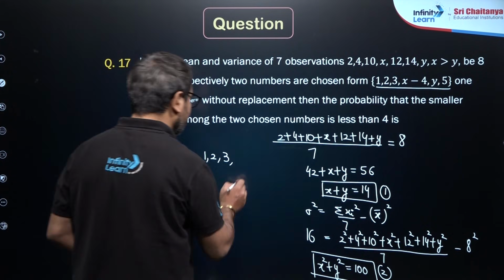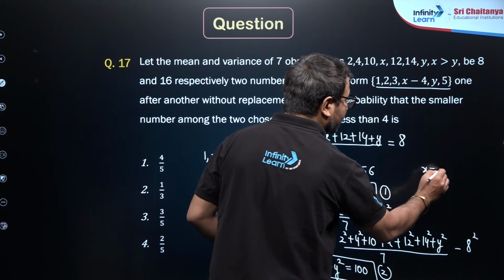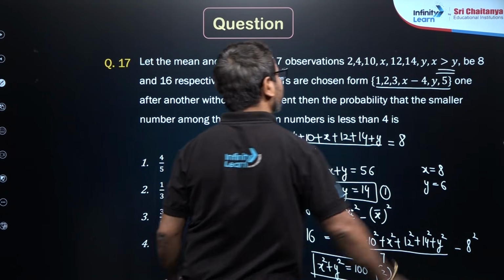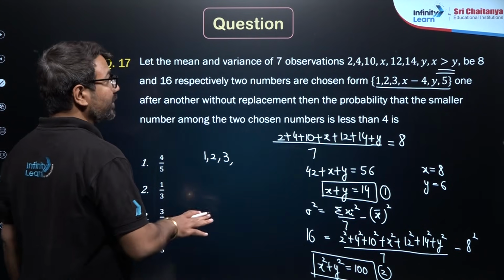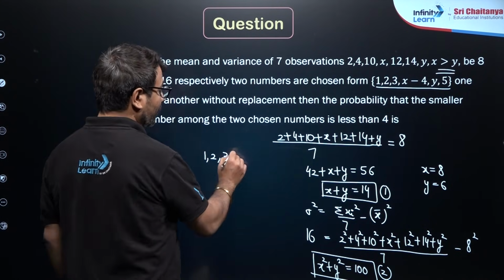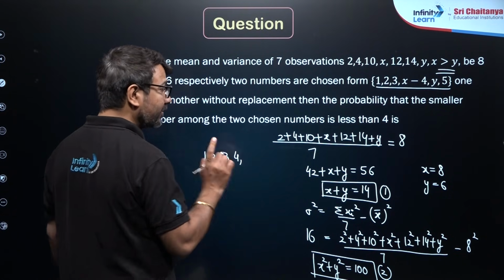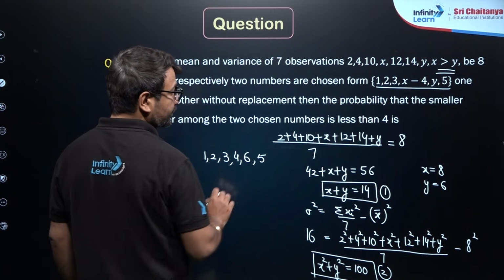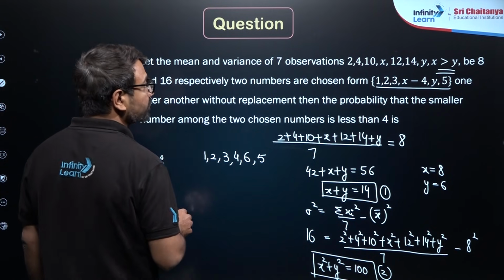So my dear students, the value of x you will have from here is 8 and y is 6, because x is greater than y. So the list is 1, 2, 3, then x minus 4, it will be 4, then y, and the last one is 5. Is it clear to everyone?